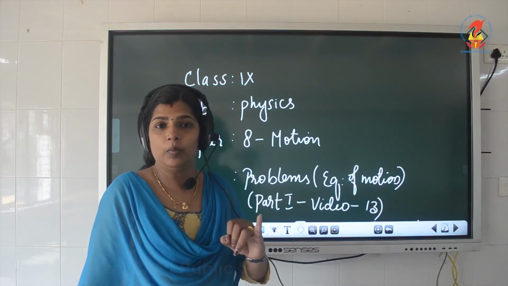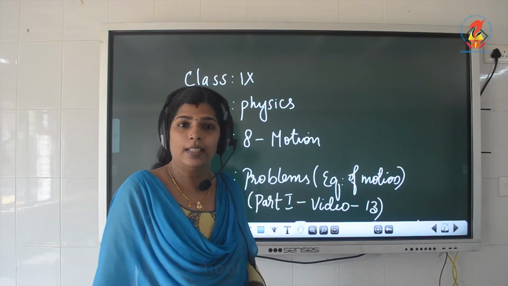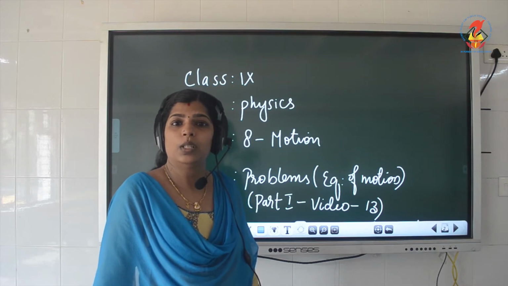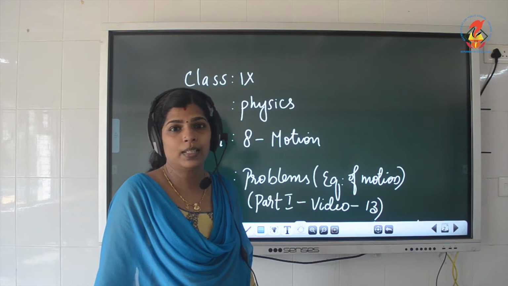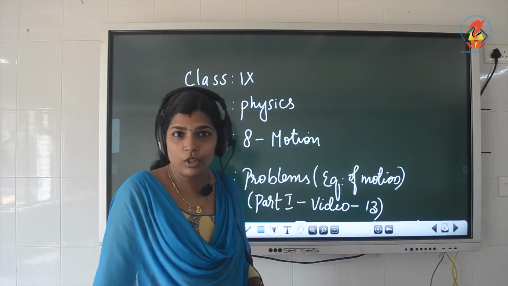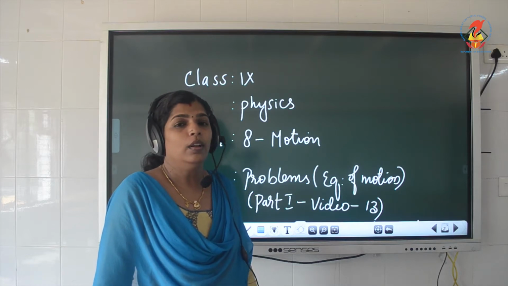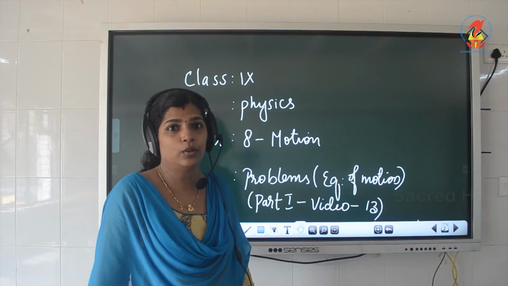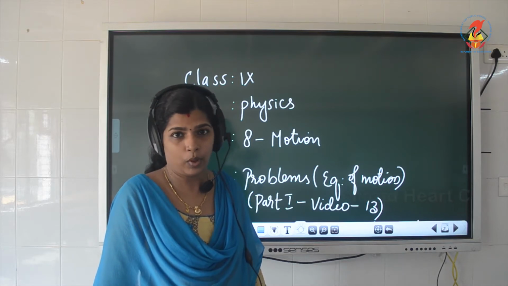That is v equal to u plus at, s is equal to ut plus half at square, and v square equal to u square plus 2as. So any of these three equations we can use, and according to the question we will choose which one is most suitable and we will do the problems.